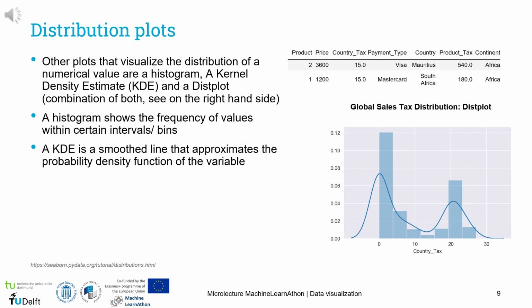As the name suggests, distribution plots are very useful to visualize a distribution of a numerical variable. And they actually contain two kinds of plots: a kernel density estimate, which is basically a line plot, and a histogram, which is basically a bar plot. The histogram shows the frequency of values within certain intervals. You can also predefine the intervals, or the histogram does it automatically. And the kernel density estimate is a smoothed line that approximates the probability density function of the variable.